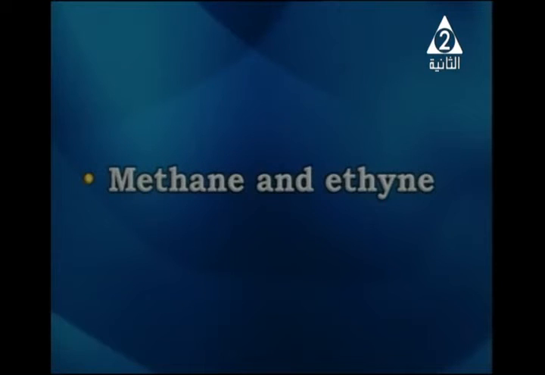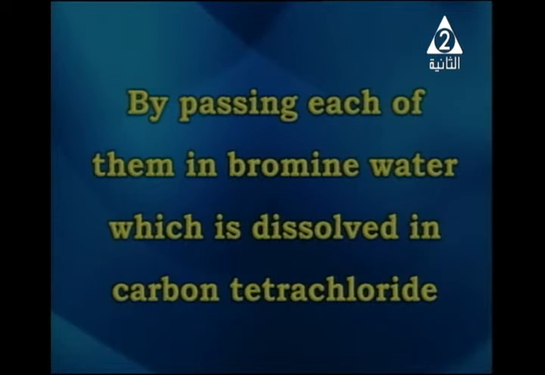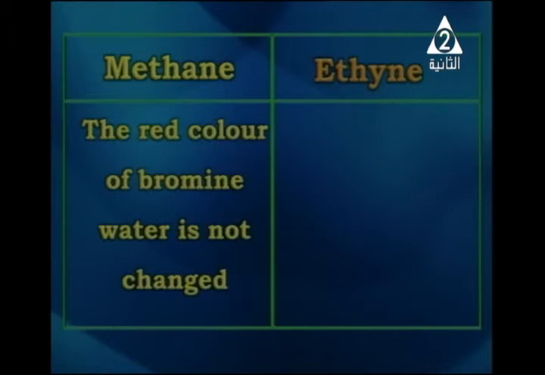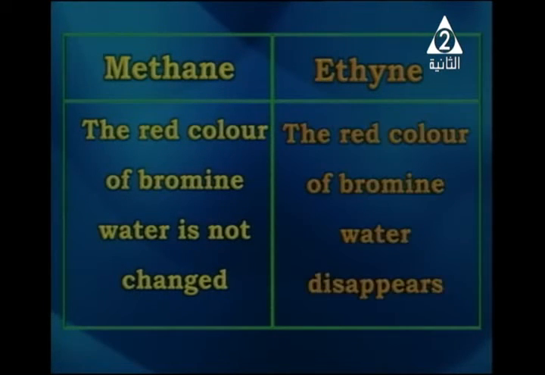Methane and ethane. Here, by passing each of them in bromine water, which means bromine dissolved in carbon tetrachloride. Here in the methane, the red color of bromine water is not changed, while in ethane the red color of bromine disappears.